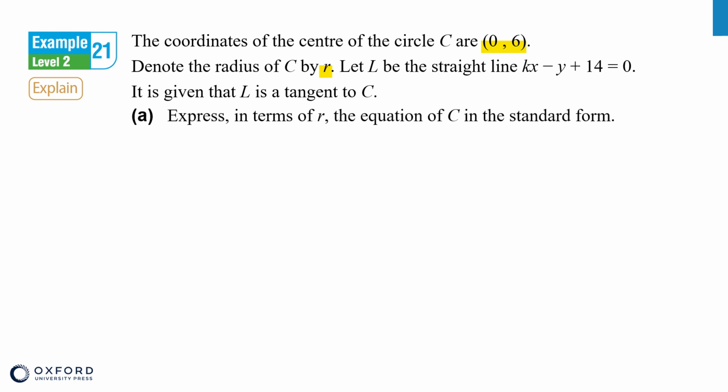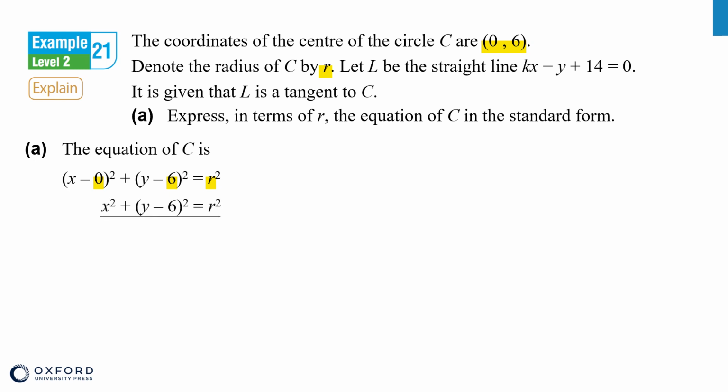Part A, express the equation of C in the standard form, in terms of r. This is very straightforward. It's (x minus 0) squared plus (y minus 6) squared equals r squared. So, it's x squared plus (y minus 6) all squared equals r squared.